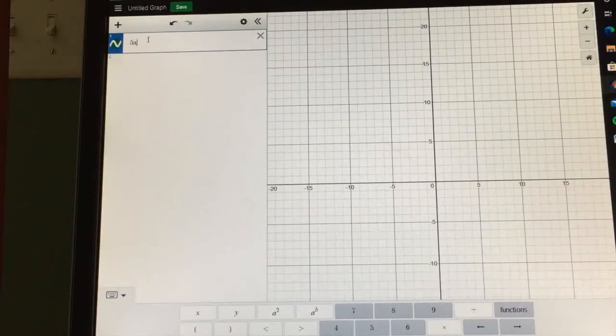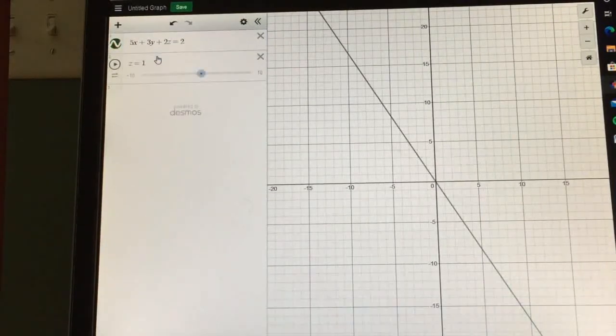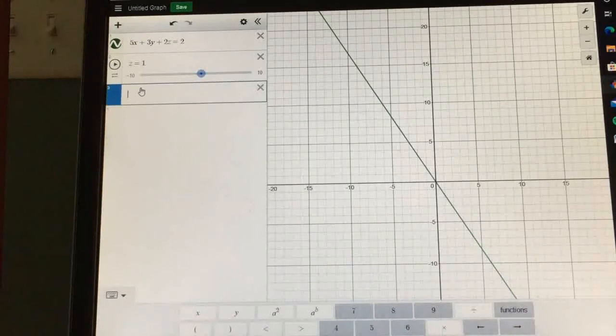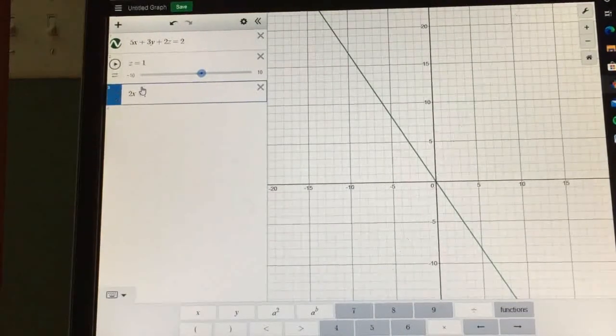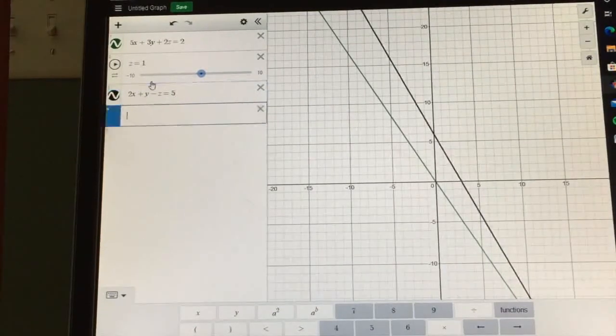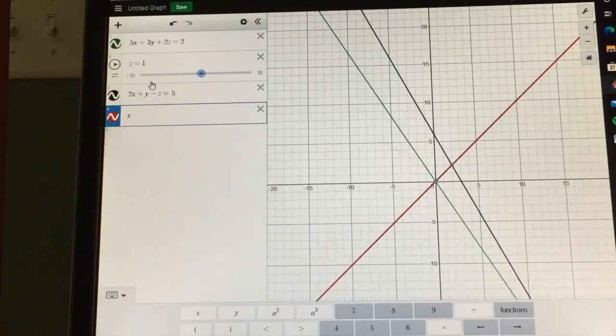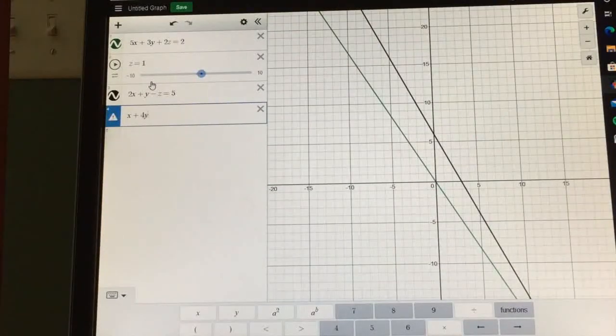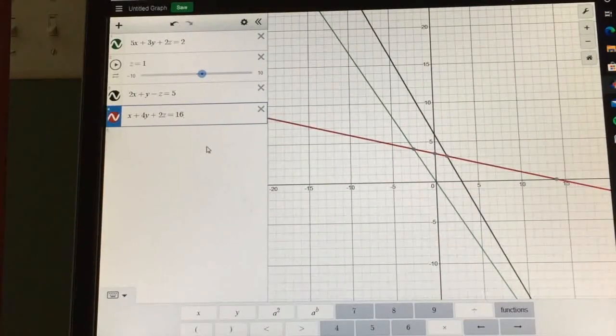So I'm going to put those lines into Desmos. 5x plus 3y plus 2z equals 2. I tell it to add the slider z. Don't forget to do that. Then I'm going to click underneath for the next line. 2x plus y minus z equals 5. And then enter. And x plus 4y plus 2z equals 16. So those are the three lines you had copied in your notes.